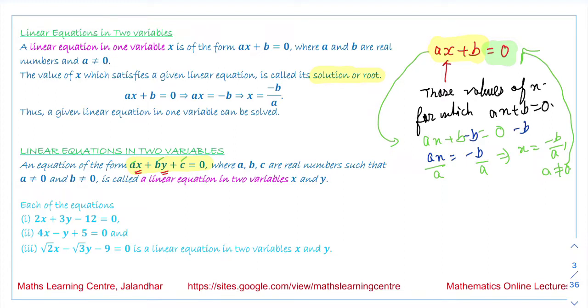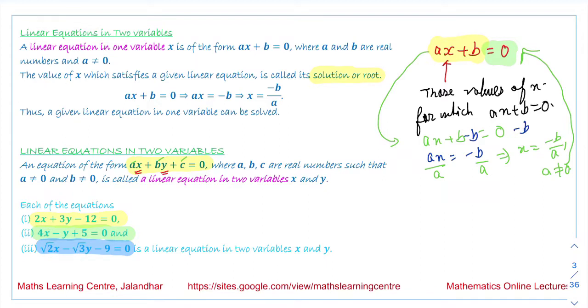So some examples are given over here. If we are talking about 2x plus 3y minus 12 is equal to 0, this is a linear equation in two variables. 4x minus y plus 5 is equal to 0. This is also a linear equation in two variables. Then the next equation we have is square root 2 x minus 3y minus 9 is equal to 0. This is also a linear equation in two variables. So these are some examples which are linear equations in two variables.